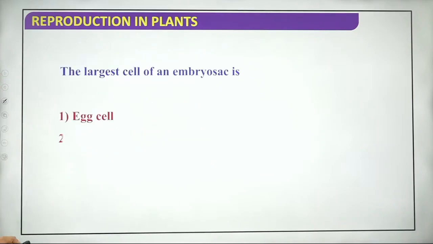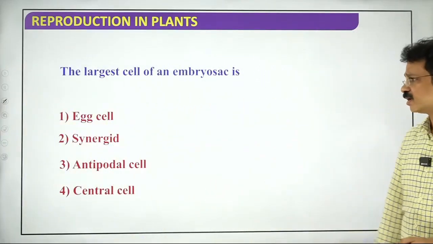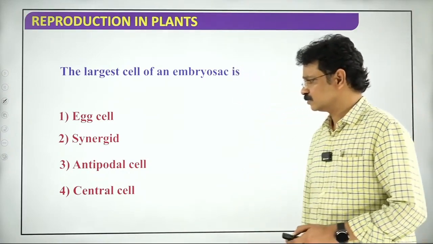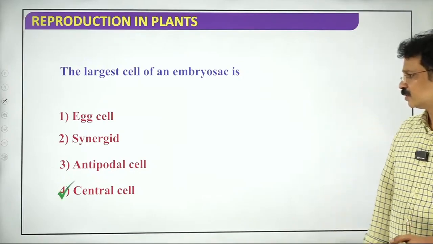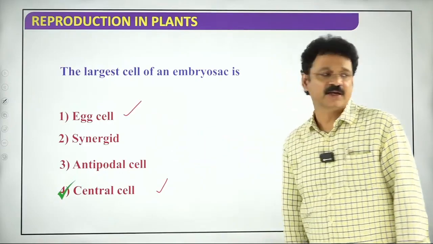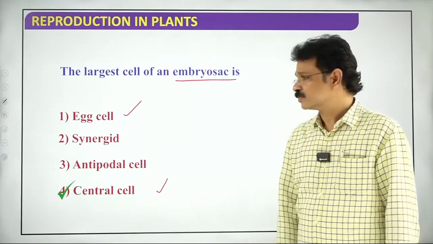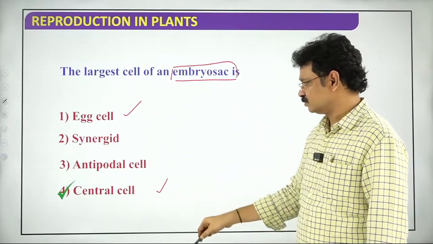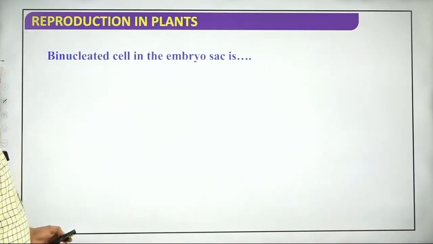Good. Next question. What is the largest cell of an embryo sac or female gametophyte? The biggest cell can occupy more than 80% of the volume of the embryo sac. Central cell. But the largest cell of the egg apparatus is the egg cell. In the overall embryo sac, the biggest cell is the central cell. Likewise, one more question in the same options: what is the smallest cell of an embryo sac? Antipodals. Next question.